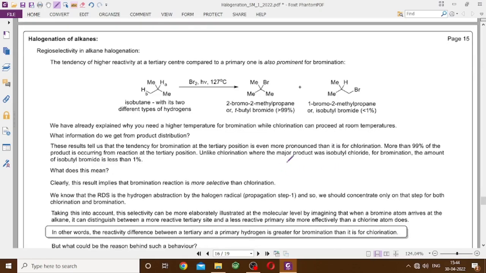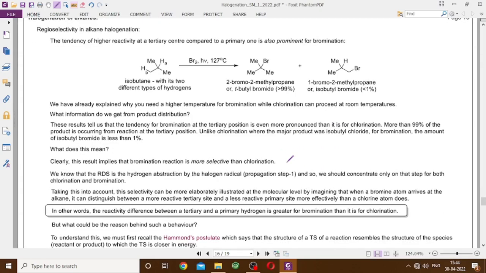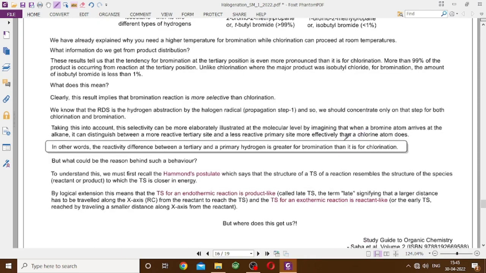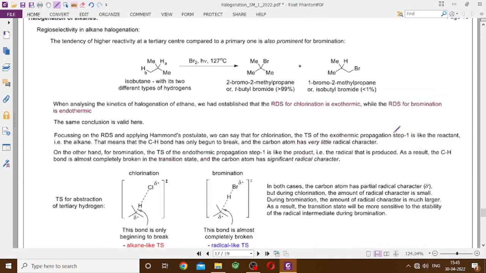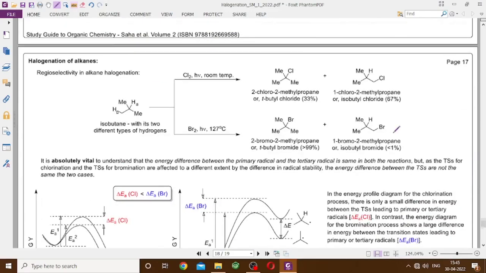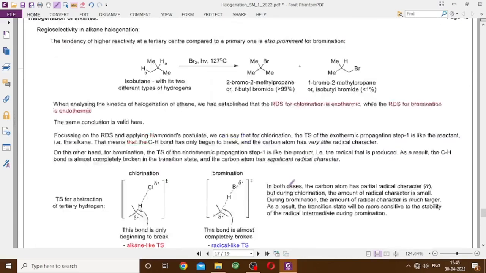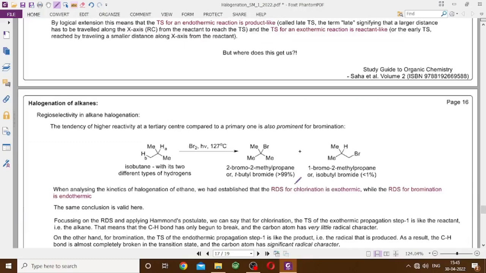So calculation will tell you that the reactivity of the tertiary hydrogen is way more compared to that of the primary hydrogen. It's not like 4.4 times more reactive, it's like more than, I don't know where the number is. The number is somewhere here. Can I find the number here? Here it is. It's like 1600 times more reactive than a primary hydrogen. So the which was 4.4 is now like 1600 times more reactive.